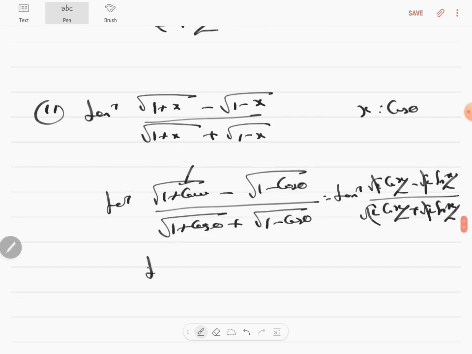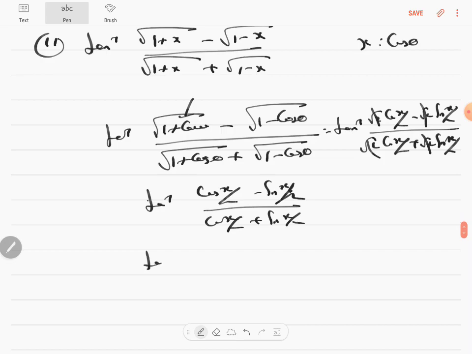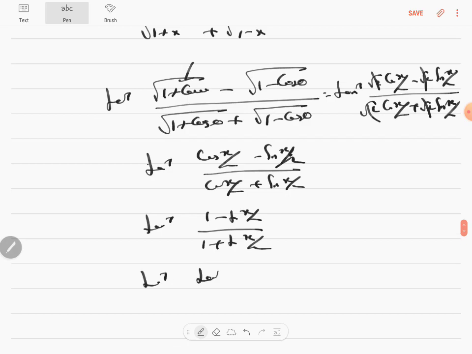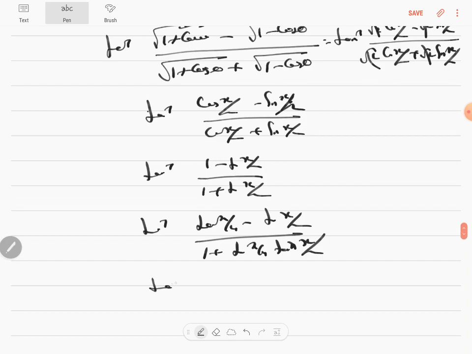You get a tan inverse of (cos x/2 minus sin x/2) by (cos x/2 plus sin x/2), throughout divided by cos x/2, 1 minus tan x/2 by 1 plus tan x/2, and this itself is tan pi by 4 minus tan x/2 by 1 plus tan pi by 4 tan x/2. So thus you get a tan inverse of tan of pi by 4 minus x/2. So pi by 4 minus x/2, there's no substitution.